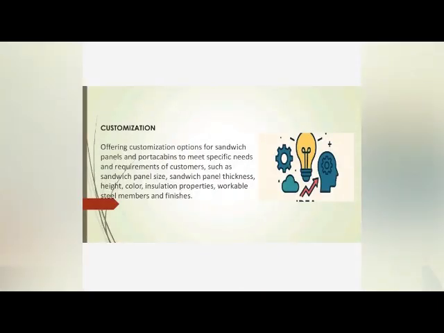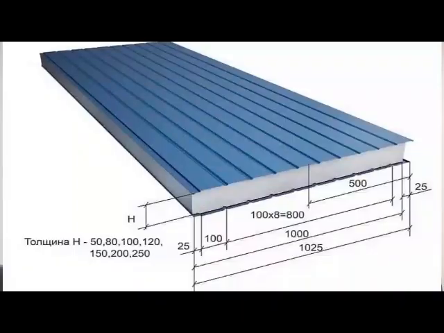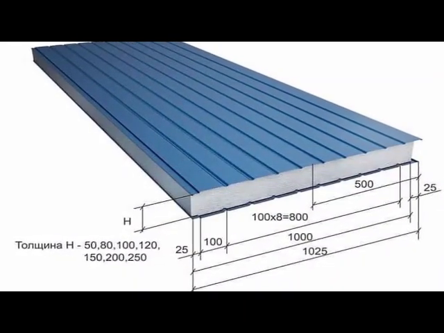Offering customization options for sandwich panels and porta cabin to meet specific needs and requirements of customers, such as sandwich panel size and sandwich panel thickness, because we can have a different thickness. We can have 40, 50, 60, 75, 80, 100, 120, 125, 150, 200, right? The height, we can have a different height. We can have 2 meter, 2.4, 2.1, 4.6, up to a maximum of like 12, 16 meters, right? So there's a customization option that you need to give to your customer.